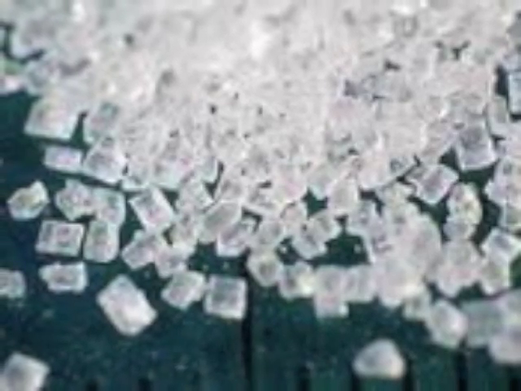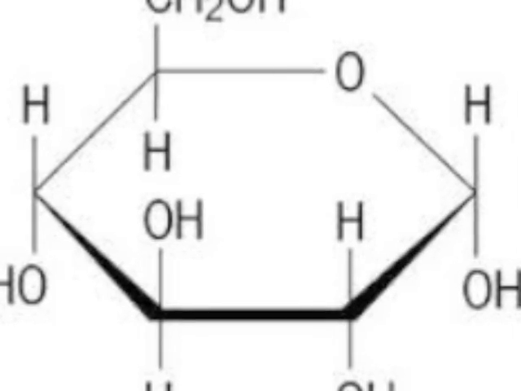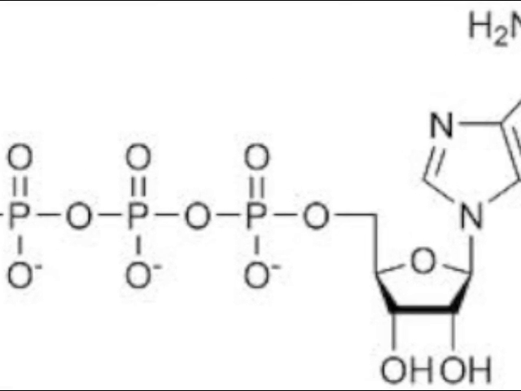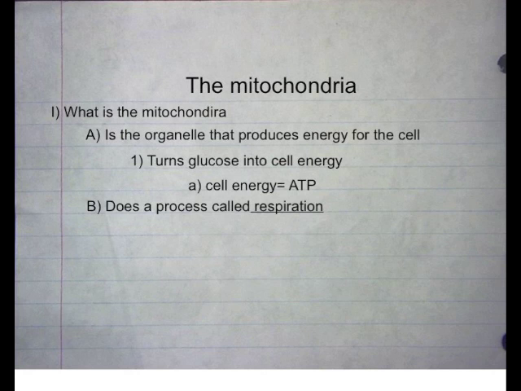Glucose is a rich energy molecule. However, it's unusable by the cells. ATP, however, is easily usable. So the trick of the mitochondria is taking the energy from glucose and transforming it into ATP so it's usable by the cell. The process is called respiration.